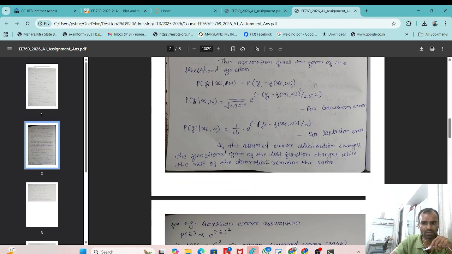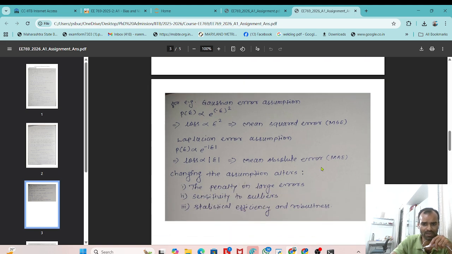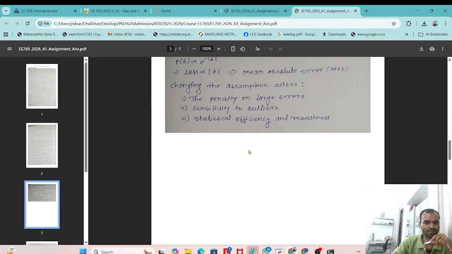So what will happen, say this is the mean square error and this is the mean absolute error? The penalization of the weights is different in MSE and MAE. MSE is more sensitive to outliers, and MAE is robust to outliers. So when we are choosing the Gaussian error or Laplacian error, we should be cautious.